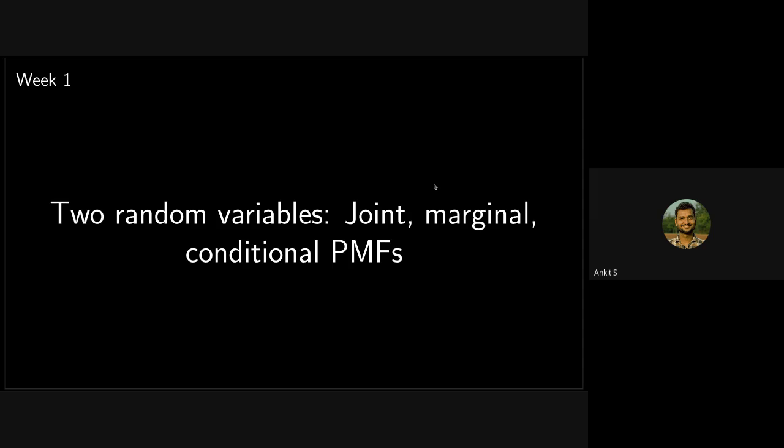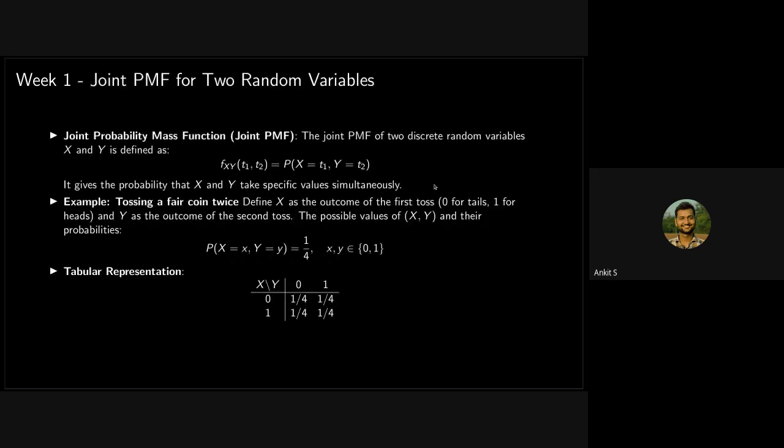Just before, we solved one question related to a single random variable. There we did not have multiple random variables, right? Just x, which was following a geometric distribution. But in this week, we will be dealing with two or more random variables. First of all, we discuss two random variables: how do you calculate the joint, marginal, and conditional PMF? The first topic is the joint PMF for two random variables.